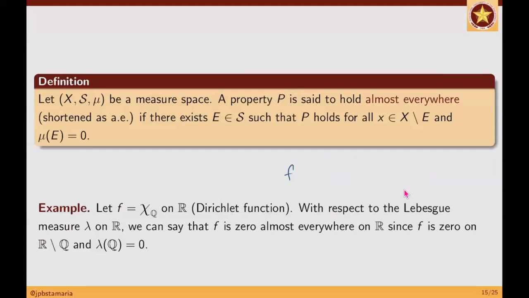Kaya kapag nakarinig kayo ng phrase na si f ay 0 almost everywhere, it doesn't mean na it is constantly 0. It only means to say na kung sakali mang hindi siya 0, dapat doon lang yun sa isang set na ang measure ay 0. Kagaya nito. Saan nga ba hindi 0 yung f? Hindi lang naman siya 0 sa Q. Nagkataon yung Q ay may Lebesgue measure na 0. So, did you understand the logic of the phrase almost everywhere?